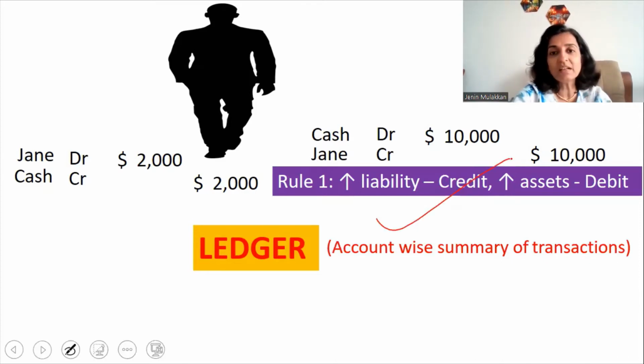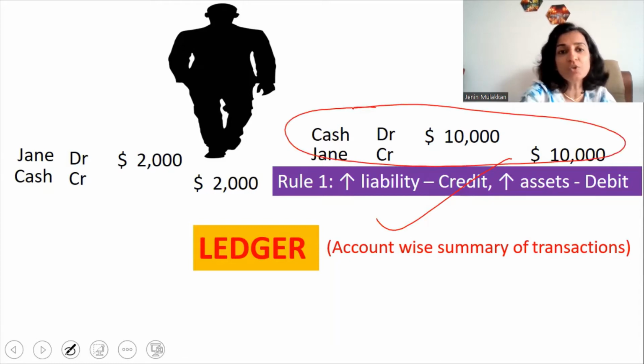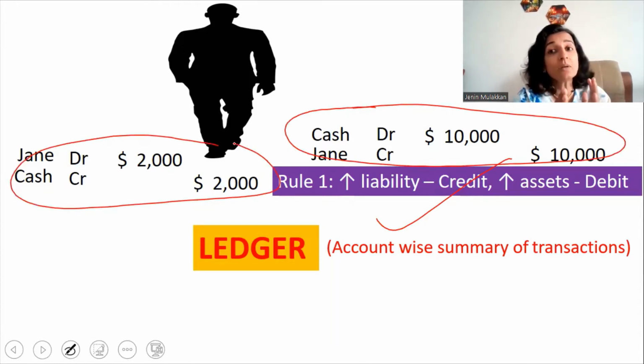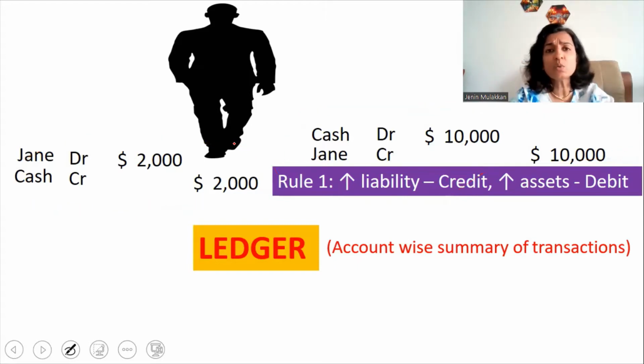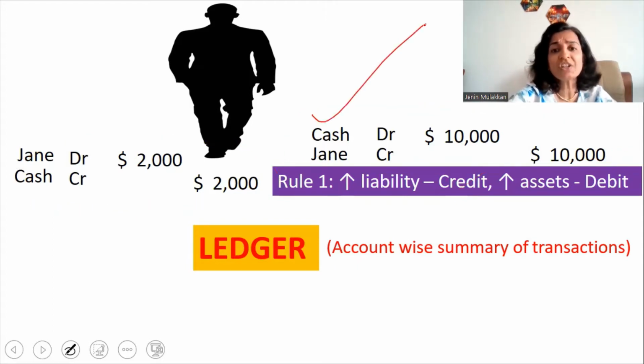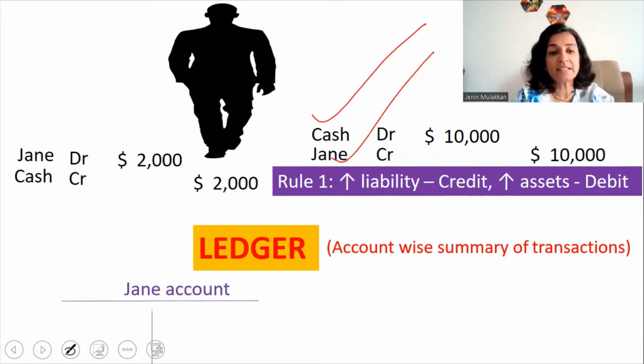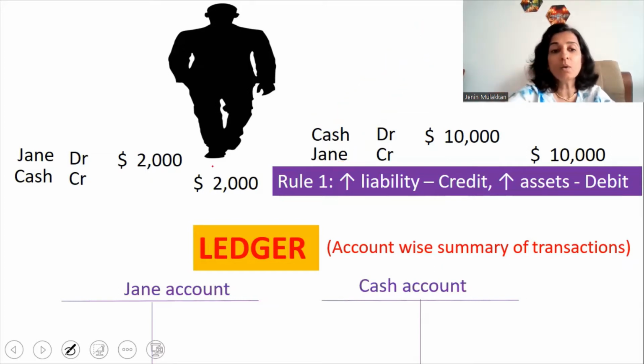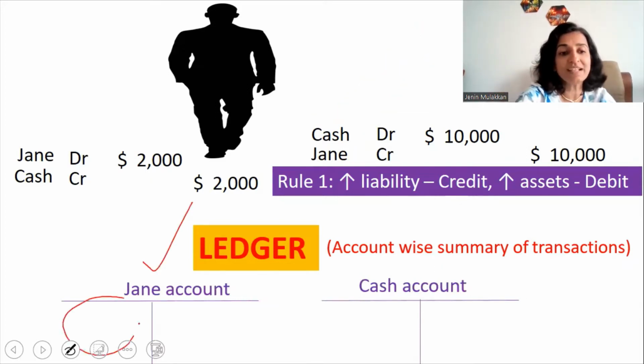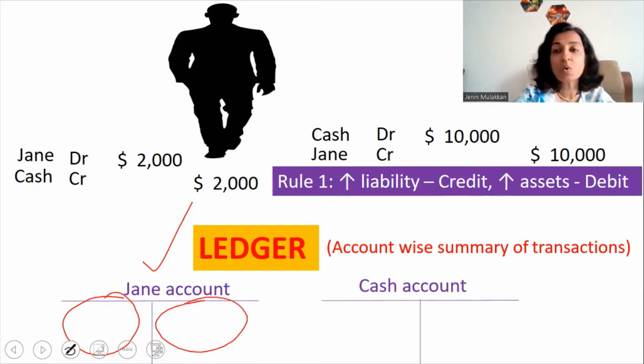Now, in this particular case, we have recorded two transactions, or these accounting transactions are also known as journal entries. So once you summarize it, these summaries are captured in the ledger. So in this particular case, which are the two accounts which are involved? One is a cash account and the other one is Jane account. So we will open two accounts for the same. So an account is T-shaped. So it has got two sides, the left side and the right side.